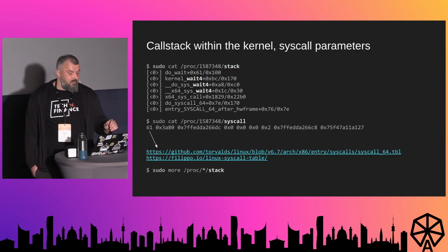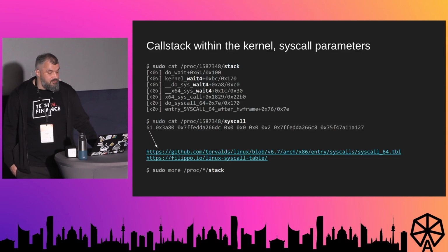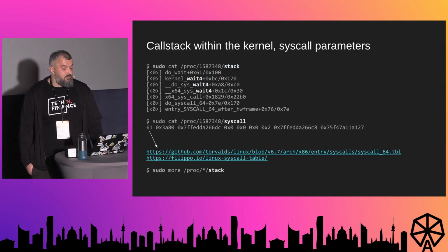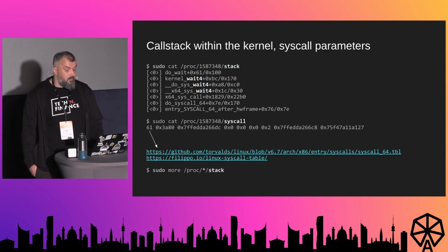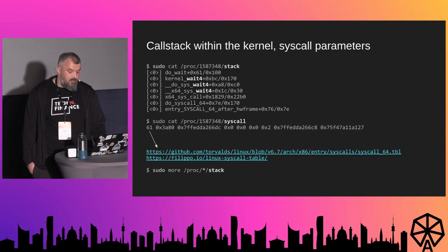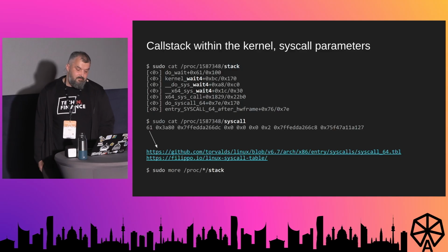Here, if I ignore the system call name mangling, I see that it's waiting in something called wait for. So it's a function call that waits on another process. There's also another file called syscall, which prints the syscall ID. System calls in Linux are made by a number, not by a name, and then it prints the content of registers, which are used to pass parameters into the kernel. The first parameter is actually the function ID.